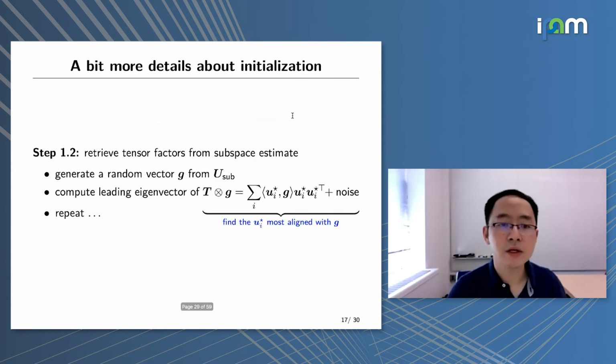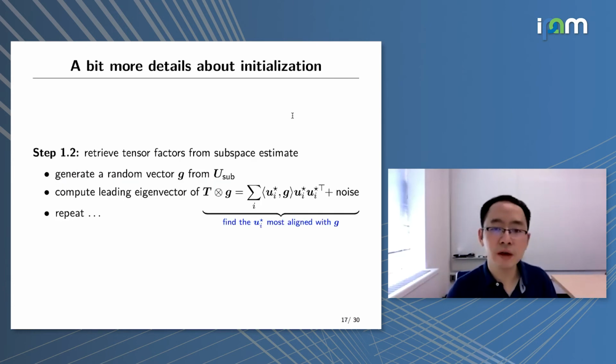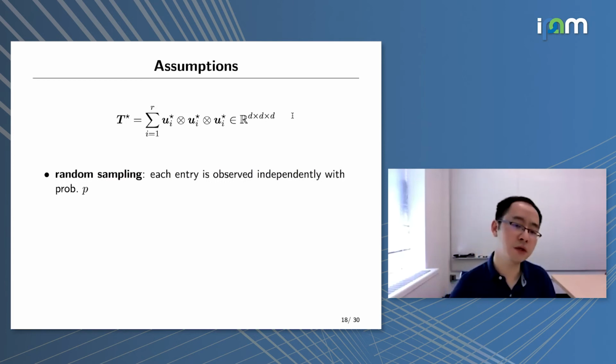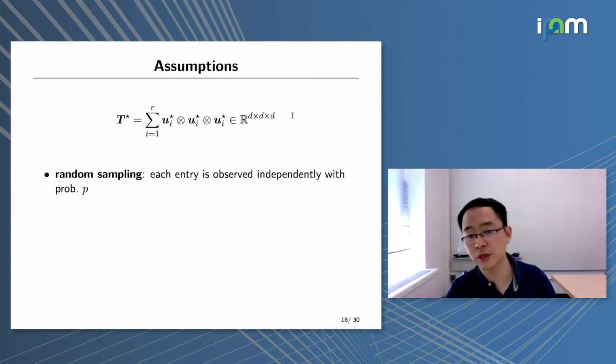So now I'm done with an informal description of my algorithm. Now let me try to convince you that this turns out to be a good algorithm. To do so, let me impose some assumptions in order to make the algorithm work. First of all, we are assuming random sampling. That's basically the same assumption as what people use for matrix completion. We're assuming each entry is observed independently with probability P.